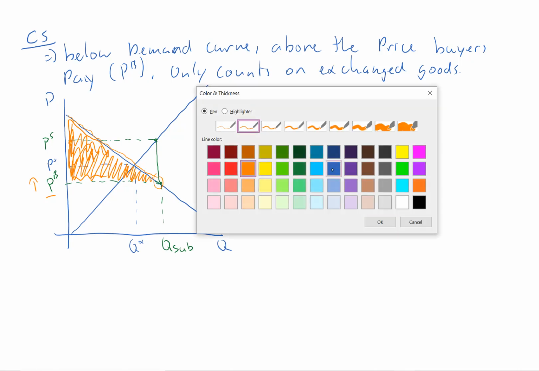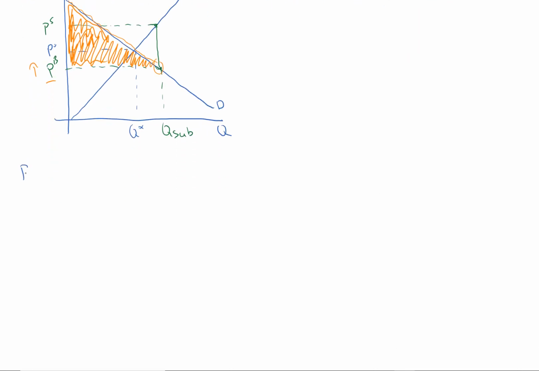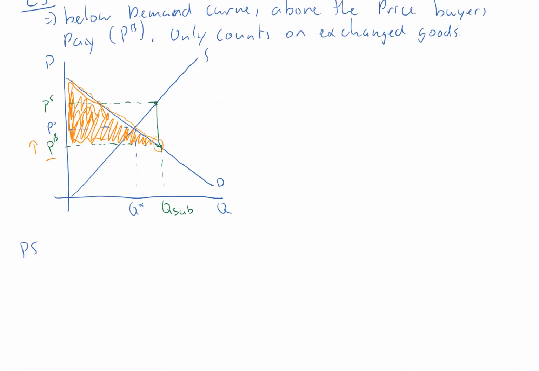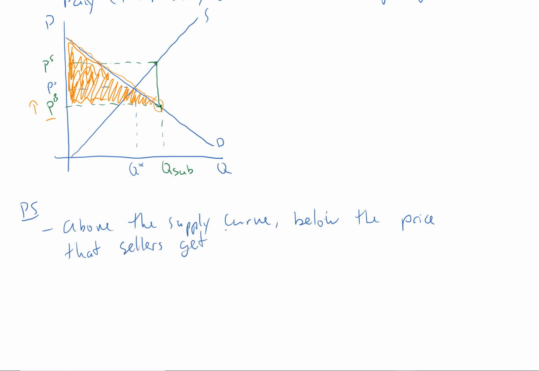So to consumer surplus, we need to add producer surplus. So producer surplus is going to be above the supply curve and below the price that sellers get, which is PS in this case.